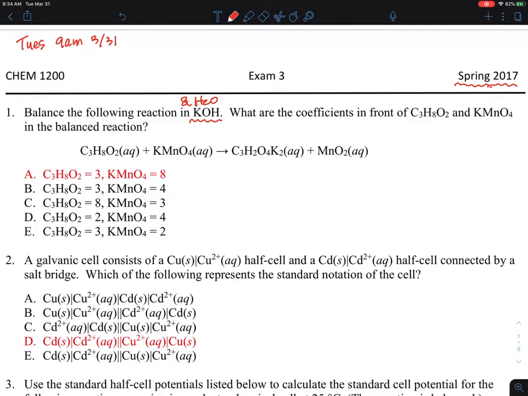I'm going to do the first half reaction, which is C3H8O2. Then, what do I write on the other side? C3H2O4K2. Okay, so that's what I wrote, and then I need to essentially finish that up to solve this problem.